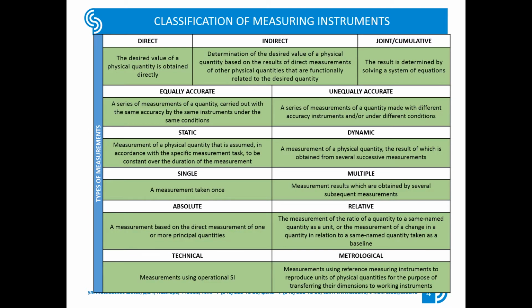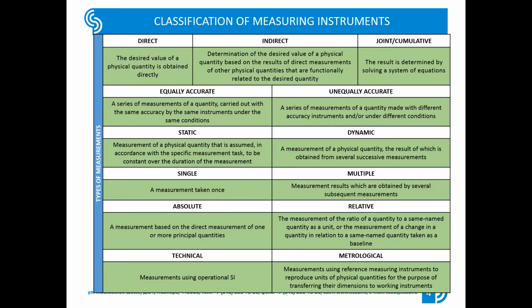Direct measurement is a measurement in which the desired value of a physical quantity is obtained directly. Indirect measurement is the determination of the desired value of a physical quantity based on the result of direct measurements of other physical quantities that are functionally related to the desired one. Joint measurements are simultaneous measurements of two or more variables that are not of the same value in order to determine the relationship between them.